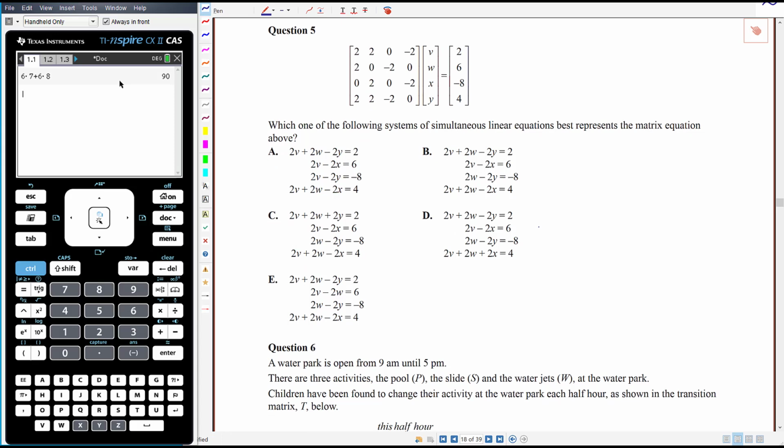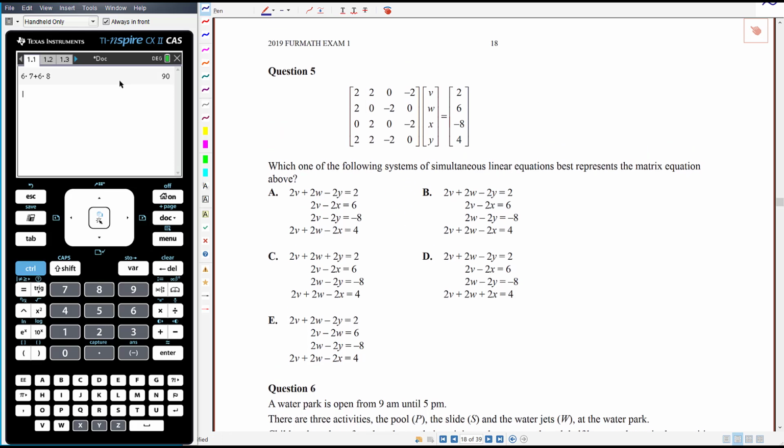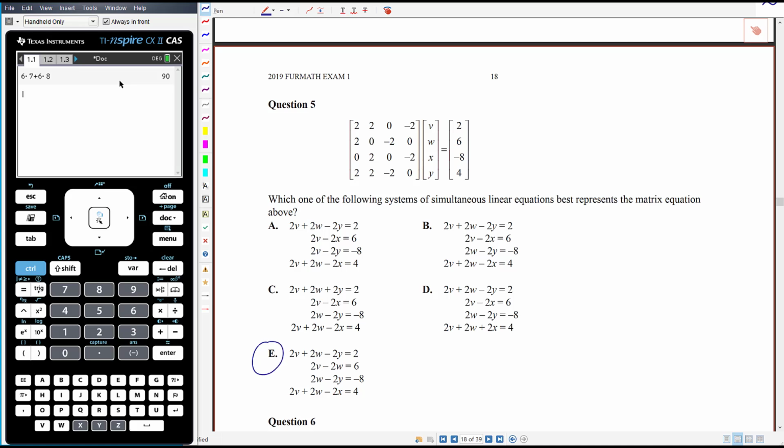Okay, question 5. Which of the following systems of simultaneous equations best represents the matrix equation? You could work back from the answers with each of these, but again, we don't want it to be option E, and we could be here forever. I think it's best to expand out the multiplication so that we can work out the simultaneous equations.